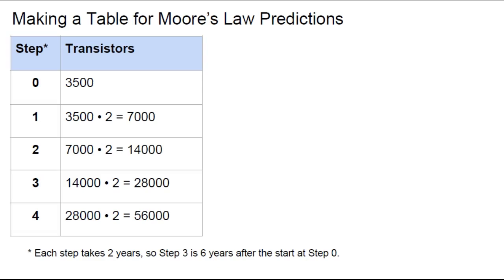And then each step after that actually corresponds to a 2-year doubling, right? Because Moore's Law says that the number of transistors on that chip should be able to double every 2 years. So in step 1, that's after 2 years, I have 3,500 times 2, which is 7,000 transistors. Then in step 2, I multiply that 7,000 by 2 to get 14,000 transistors, and then 28,000 transistors and 56,000 transistors in step 4. Each time to get the next step, I multiply the previous step by 2.